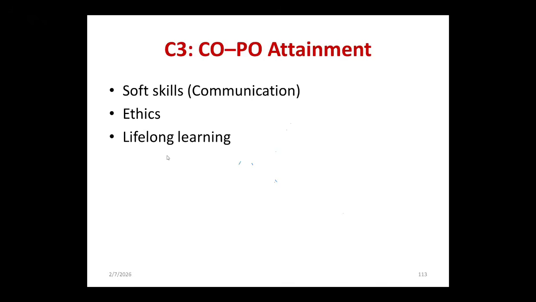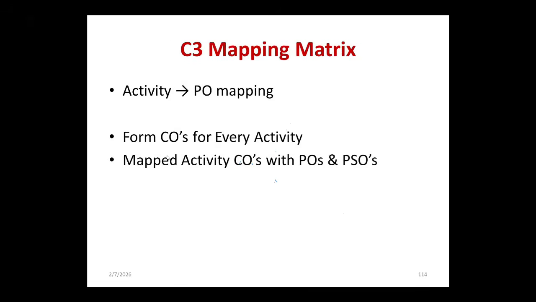Then under criteria two, COPO attainment. So soft skills related, communication related, then ethics, lifelong learning, these are the higher POs I have explained earlier. You can do that mapping with them, and COPO attainment can be increased after that.